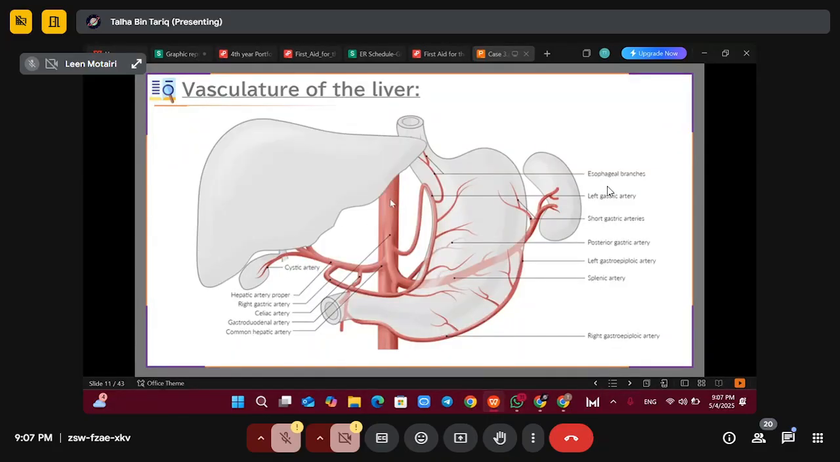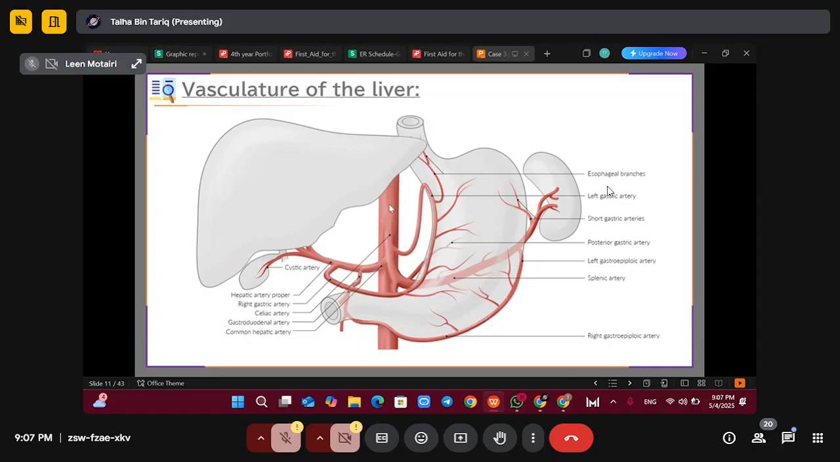You see, this is the abdominal aorta. From the abdominal aorta, you have the celiac trunk or the celiac artery. Then after the celiac artery, you have the common hepatic artery. This is the common hepatic artery where my mouse cursor is. Then you follow this common hepatic artery, and it's giving off a branch which is called the gastroduodenal artery. This is just a branch being given off from the common hepatic artery.